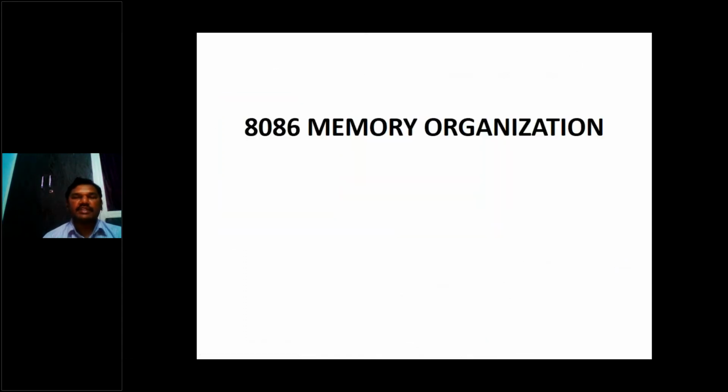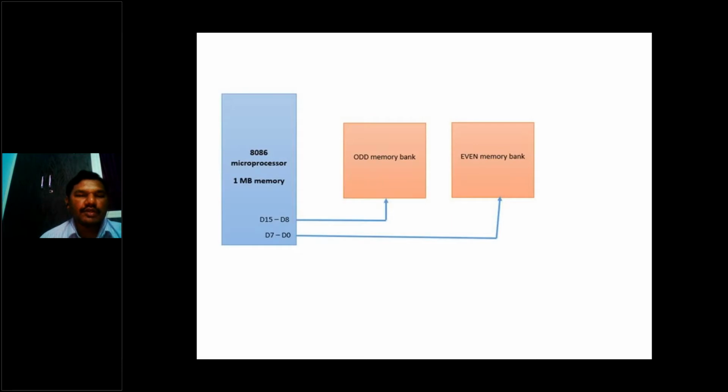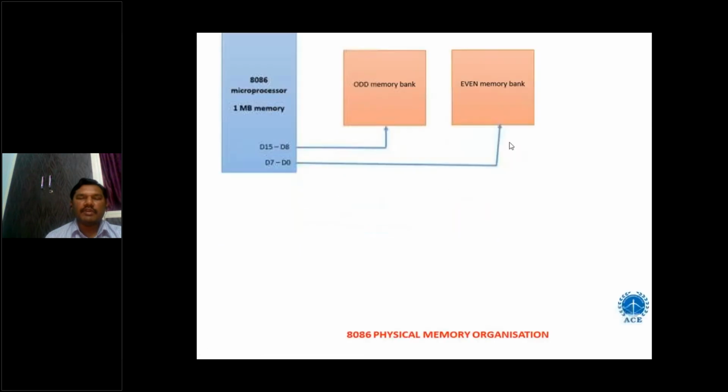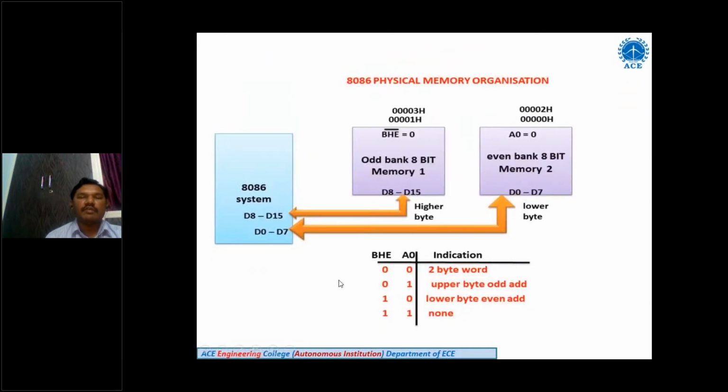So 8086 memory, this is one more topic of memory organization. Here I have shown already that 8086 addresses have been divided into two banks, even bank and odd bank. But how will this even bank and odd bank be called? They will be called by two pins in the pin diagram, bus high enable and A0, because address lines are A0 to A19. So the A0 bit and bus high enable bit are used to call either 1 byte or 2 bytes of data of the memory locations.